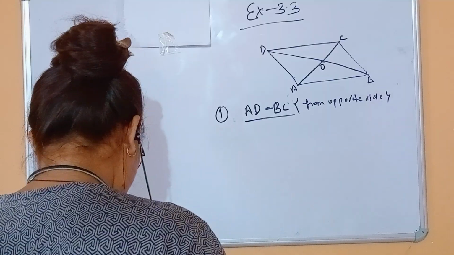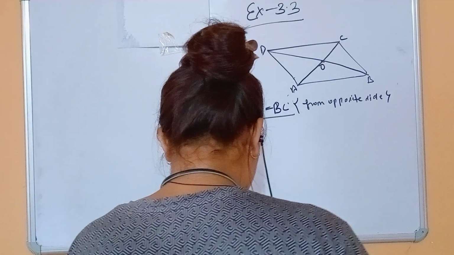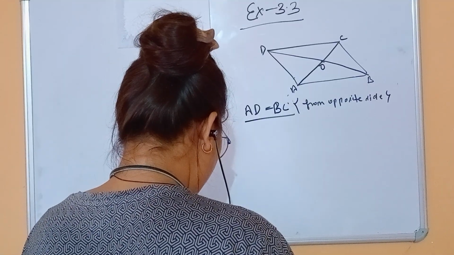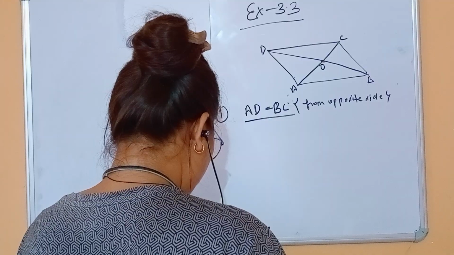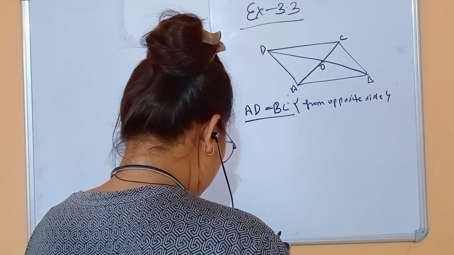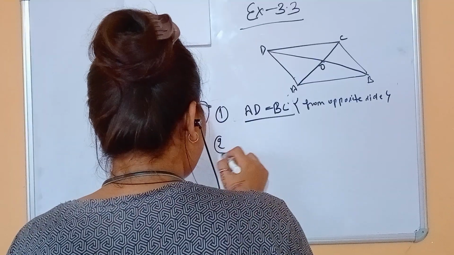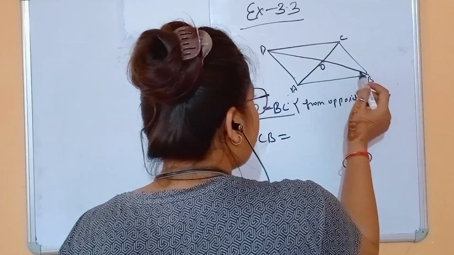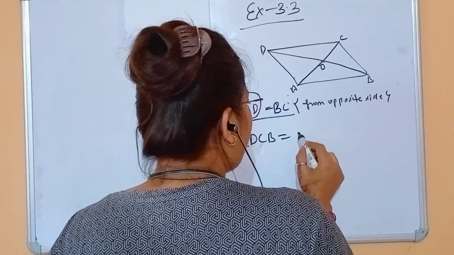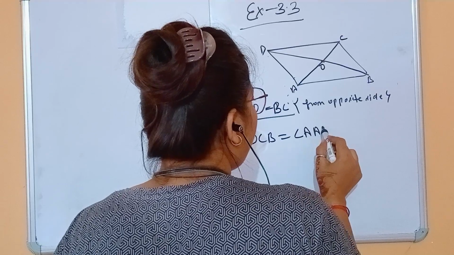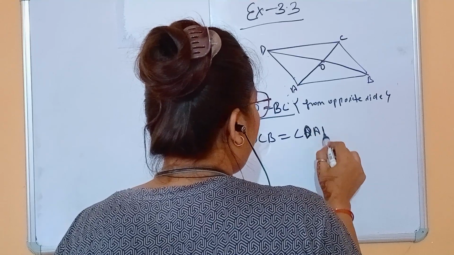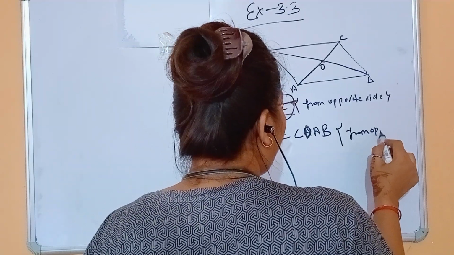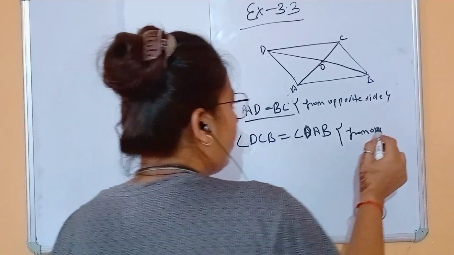So here written angle D. The question says angle DCB is equal to angle DAB, from opposite angle. We find angle DCB is equal to angle DAB from opposite angle.